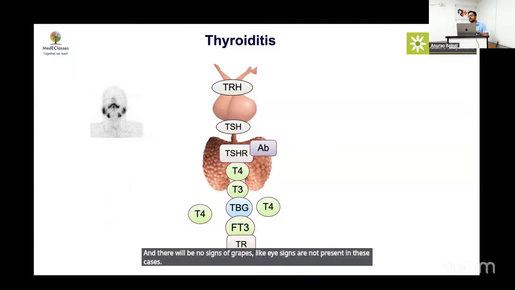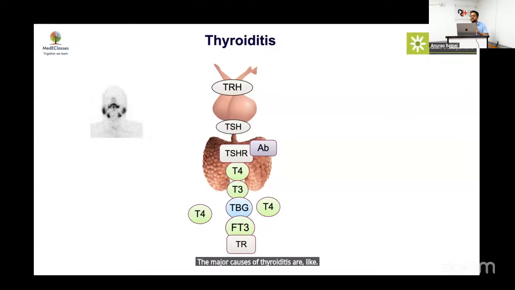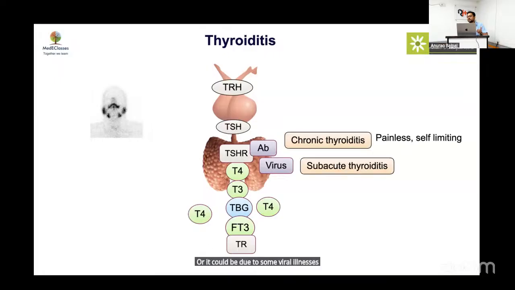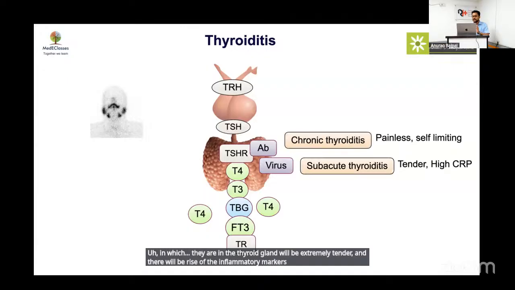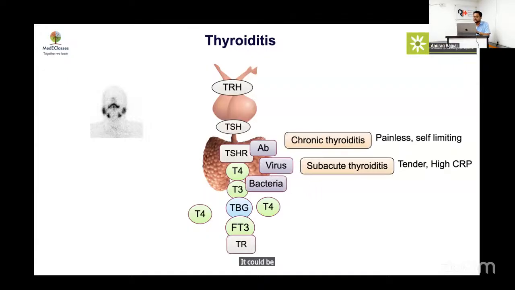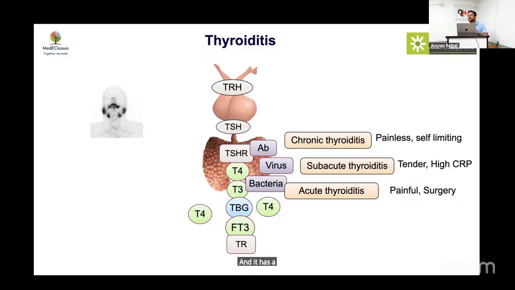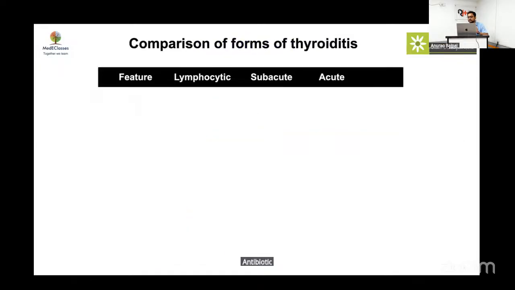The major causes of thyroiditis are like antibody mediated seen in cases of chronic thyroiditis, where it is a painless swelling which is self-limiting, or it could be due to some viral illnesses causing subacute thyroiditis, in which the thyroid gland will be extremely tender and there will be rise of the inflammatory markers like CRP and ESR. It could be an acute condition like any bacterial infection causing thyroiditis. It is usually known as acute thyroiditis. It is an extremely painful situation, and it has a propensity for recurrences due to a connection with the pyriform sinuses. Antibiotics and surgery are the treatment of choice.